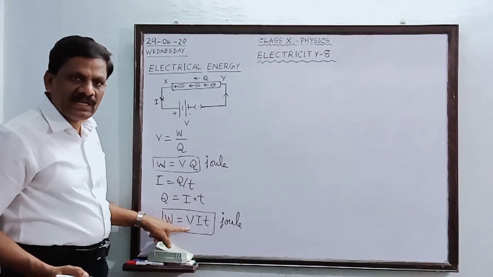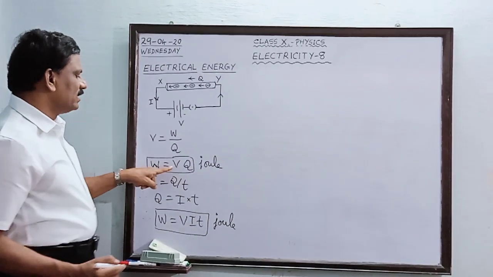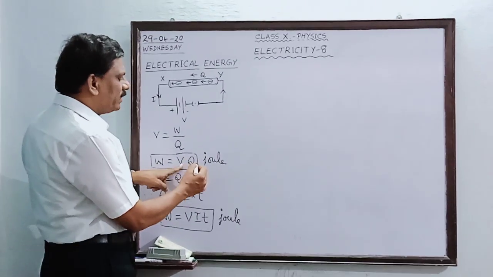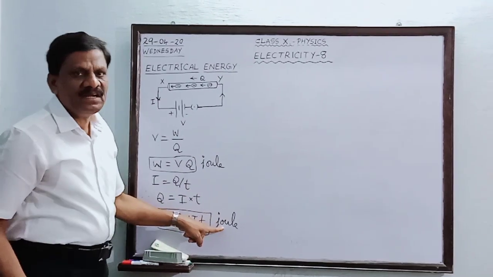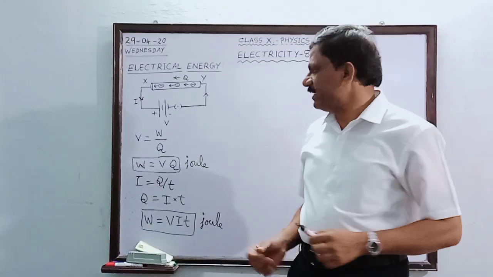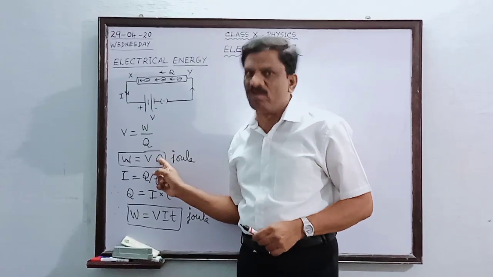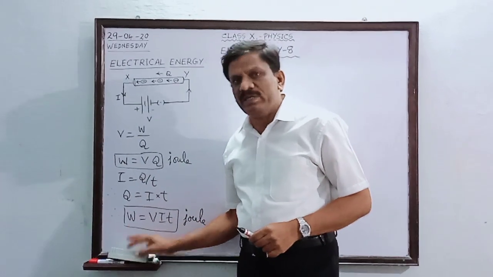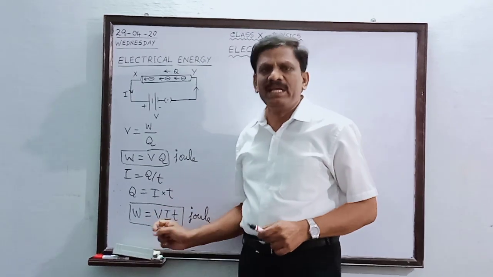So, V is in volt, I is in ampere, and T is in second. And this unit is what? A volt, and this unit is what? A coulomb. So, this is also a volt into coulomb. And from this, volt into ampere into second, the general unit is what? A joule. So, electrical energy is given by two expressions. The first expression is electrical energy, W is equal to the product of potential difference and the quantity of charge flowing through the conductor. And from this expression, the electrical energy W is also equal to the product of the potential difference, the current and the time taken, VIT joule.